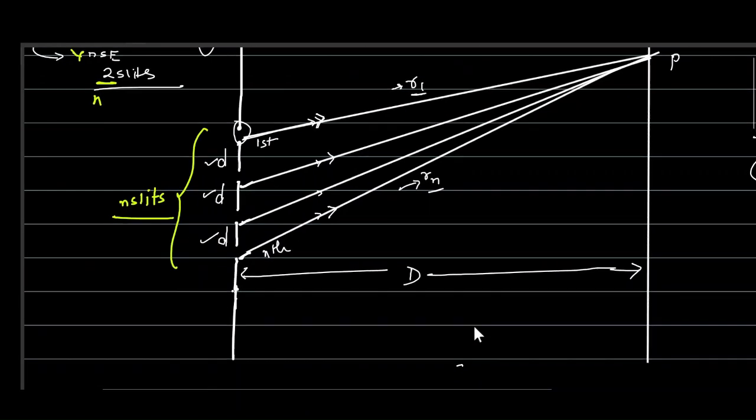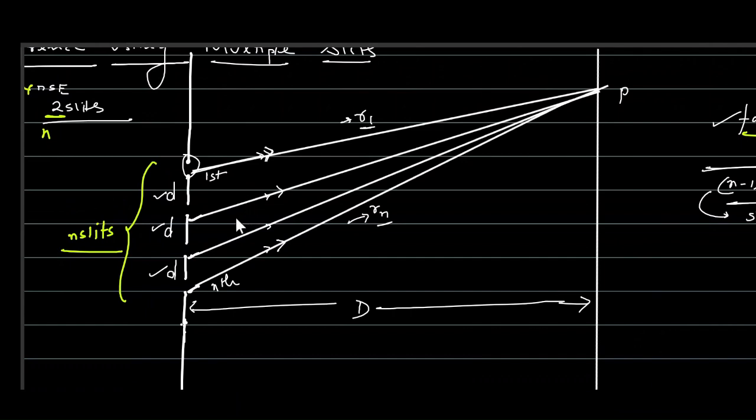As we can see in this figure, there are n slits, and let's say the ray or wave originating from the first slit has a total length of r1. So Ri denotes the length of the ith wave coming from the ith slit, and Rn represents the length of the wave coming from the nth slit. Capital D represents the distance between the slit and the screen, the usual convention of YDSE.